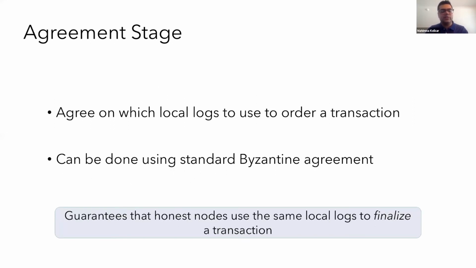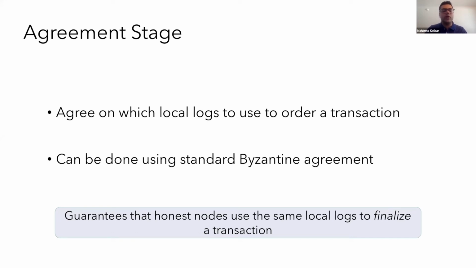The second stage of the Equitas protocol is agreement. In the agreement stage, all of the nodes will attempt to agree on which local logs to use to order a transaction. You have a bunch of local logs, but because of the broadcast, different nodes may have received different portions of those logs. So you want to reach an agreement on which of those local logs to use to order a transaction. And this can be done using just standard Byzantine agreement.